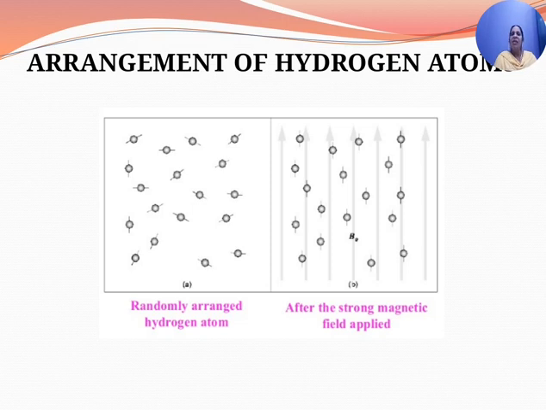The hydrogen atoms are randomly arranged. So when a patient is placed in an MRI scanner, because of the magnetic field, these hydrogen atoms align. After the strong magnetic field is applied, they are aligned in one direction. Earlier, they are random in direction. So this alignment causes a radio signal to be generated, which can be sensed by the antenna coils.